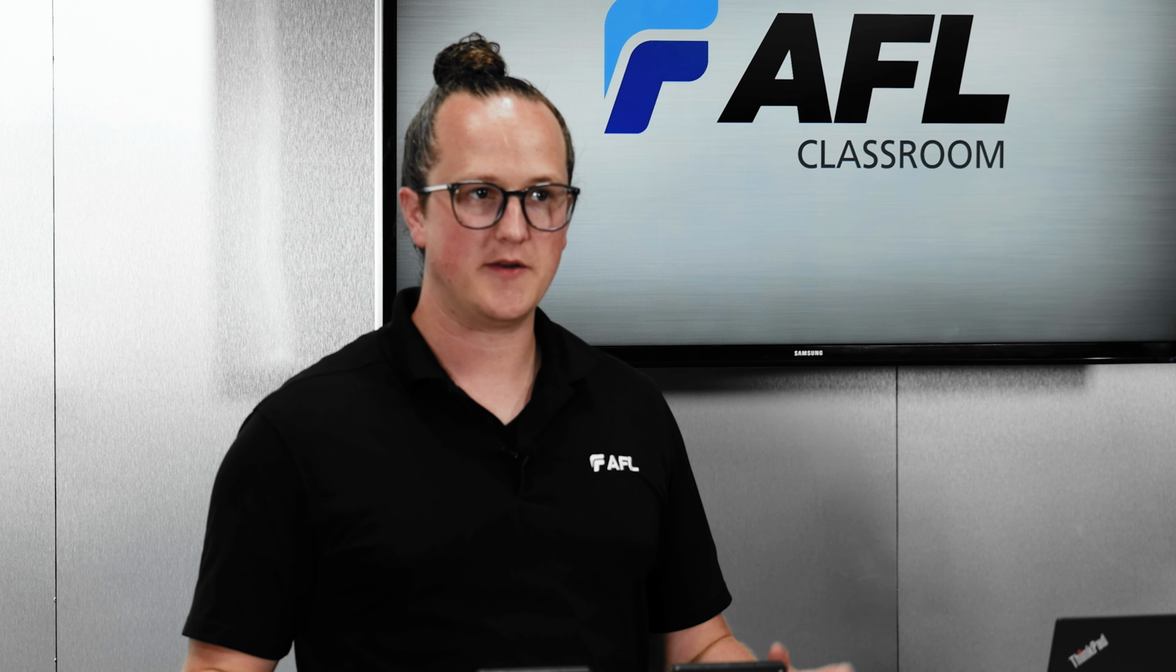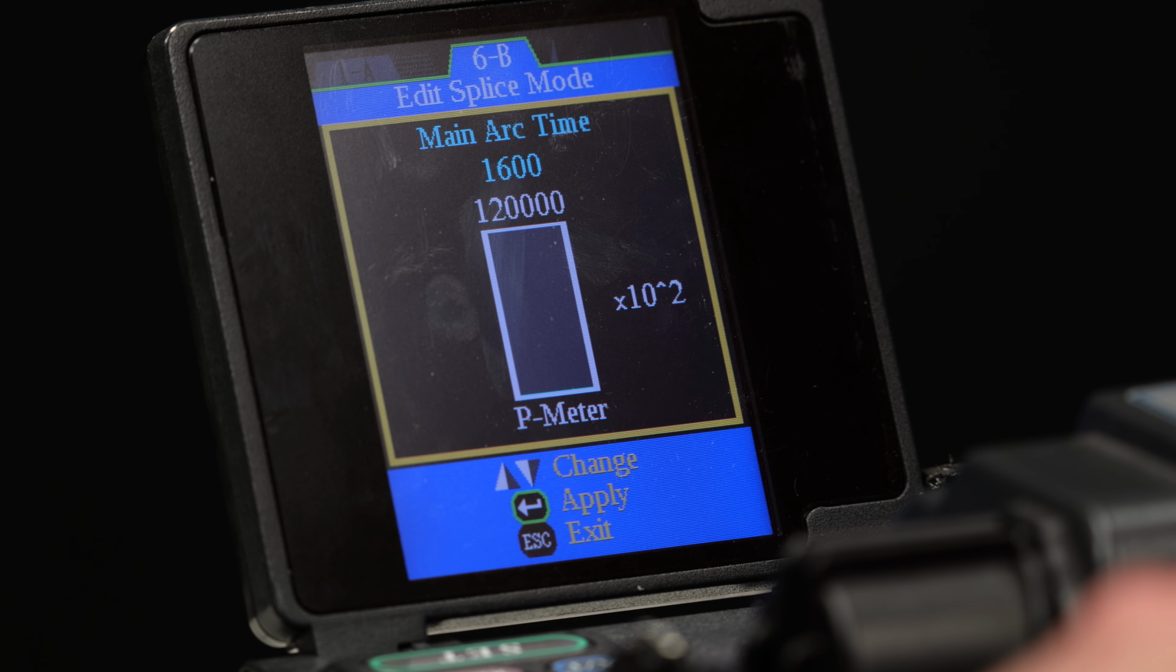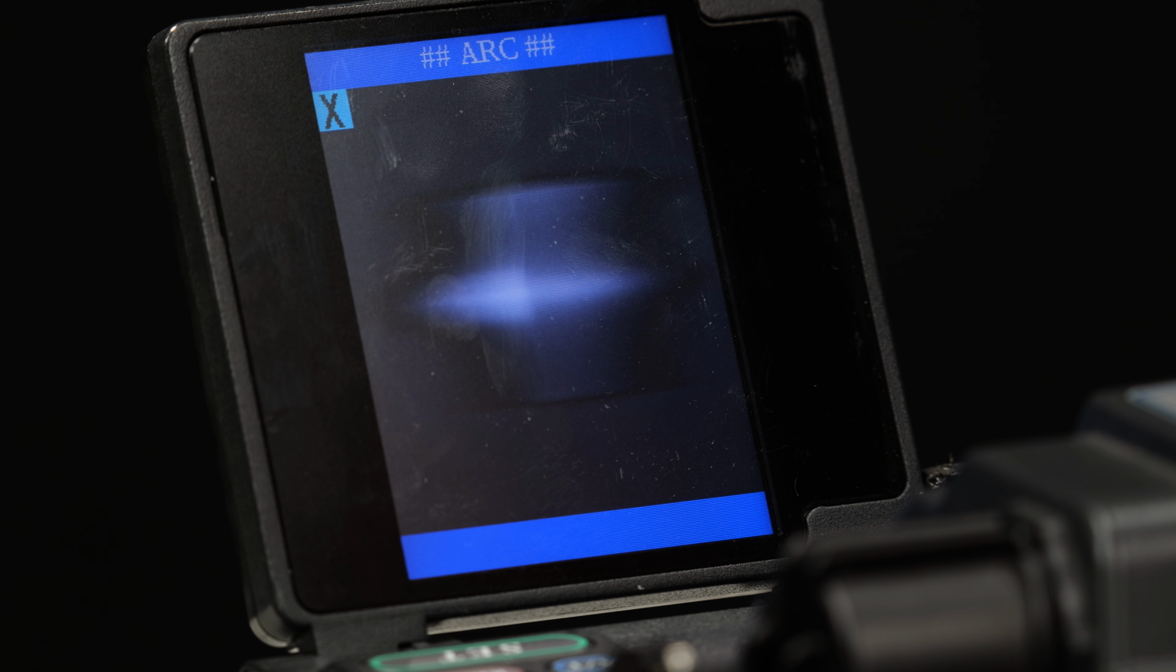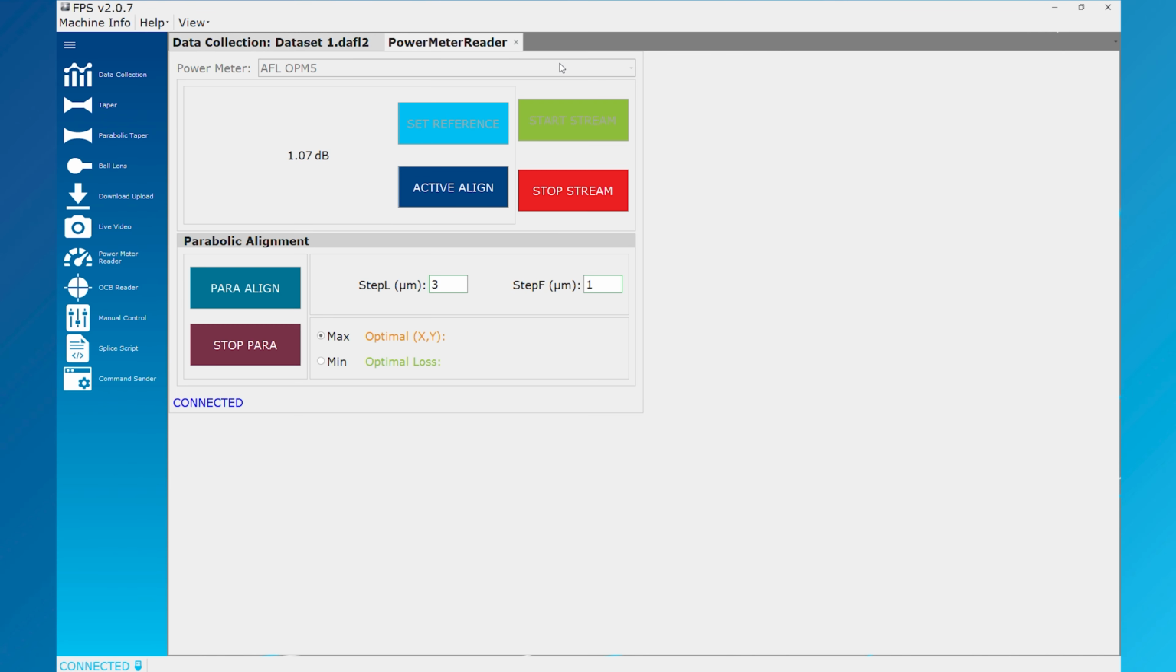So, to get started, I'll fire an initial 1.5 second arc, wait for the splice to finish, and estimate while watching the loss value. Then start firing my re-arcs.